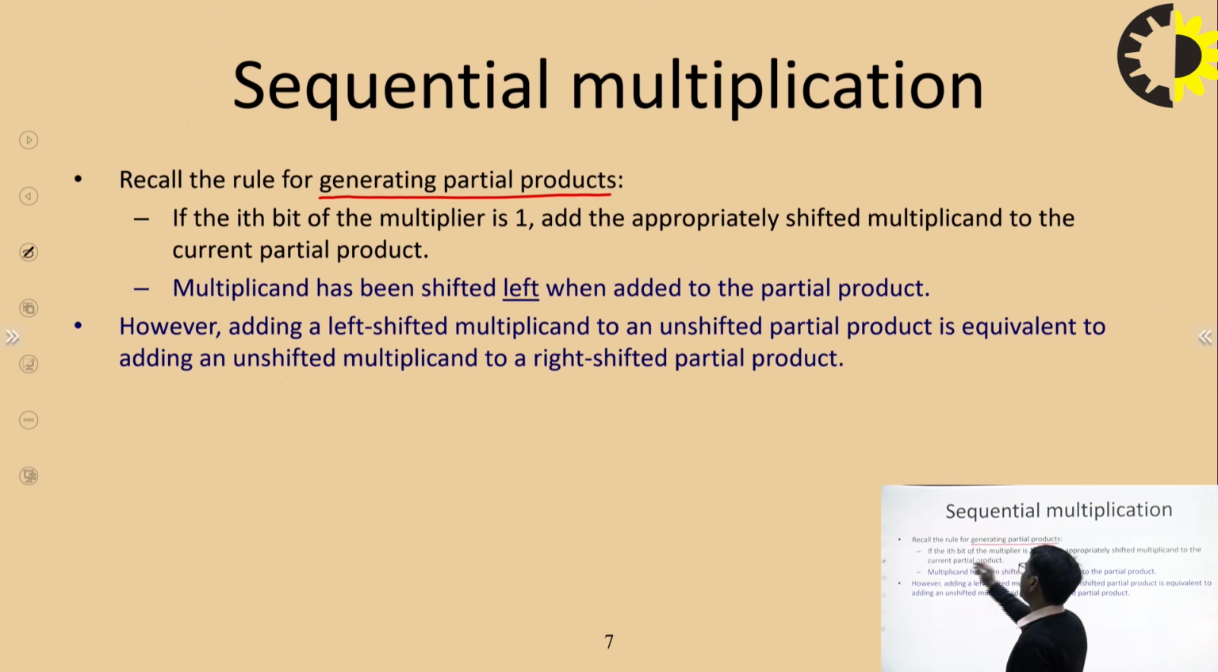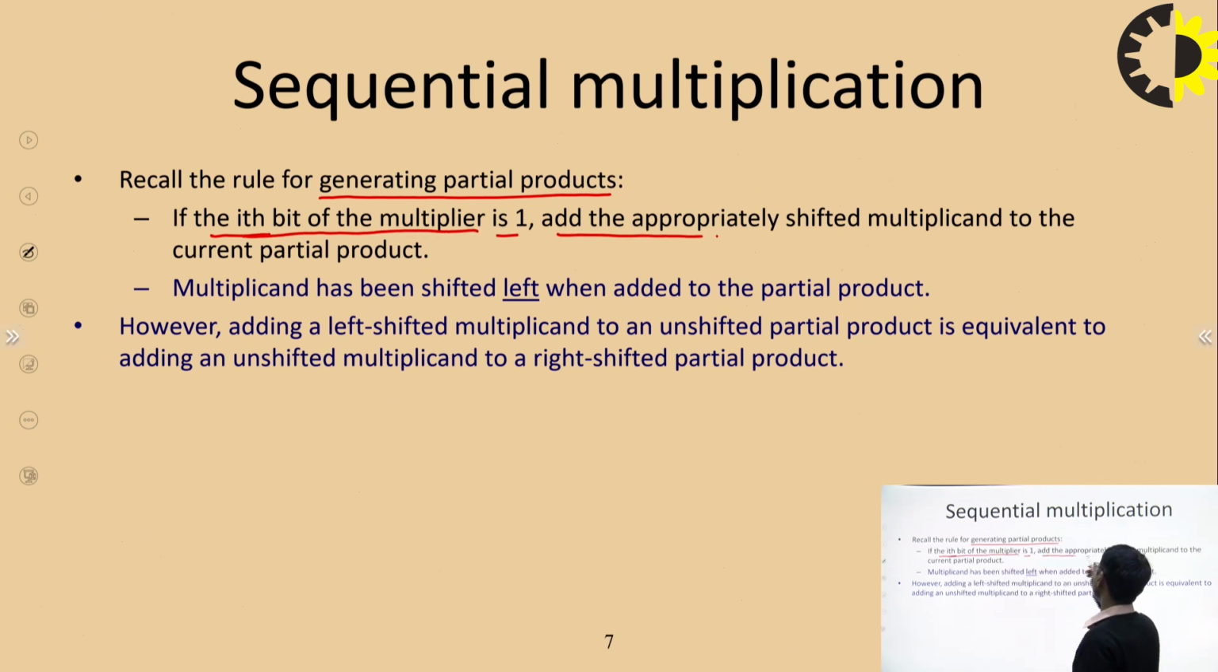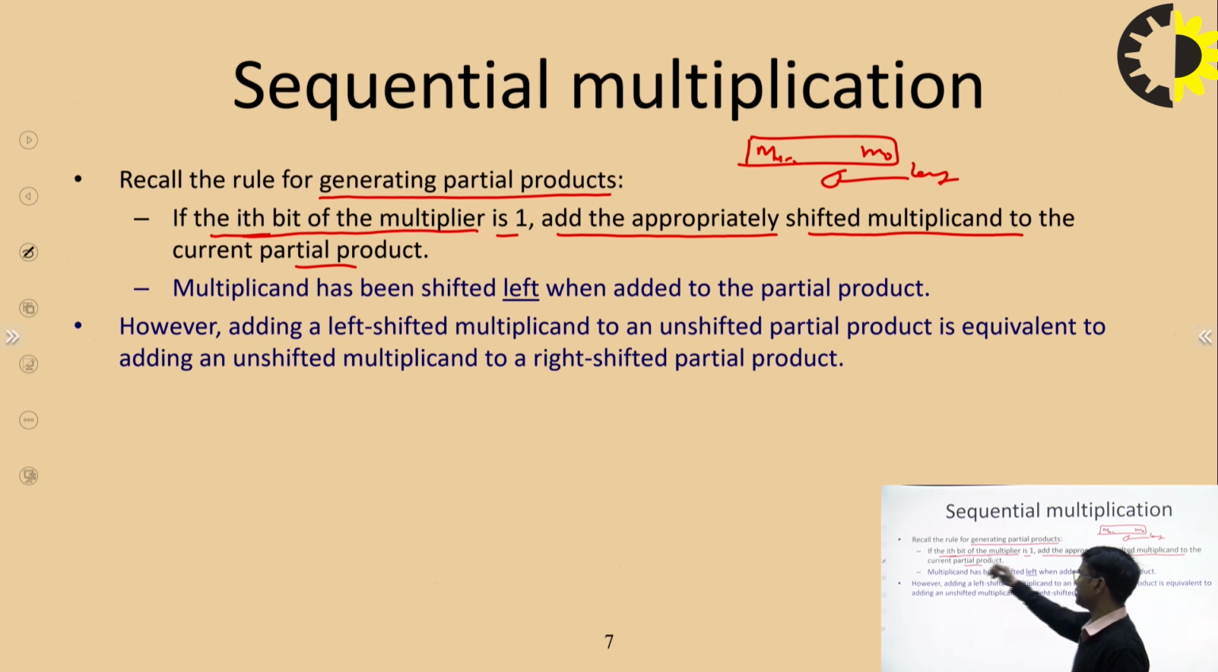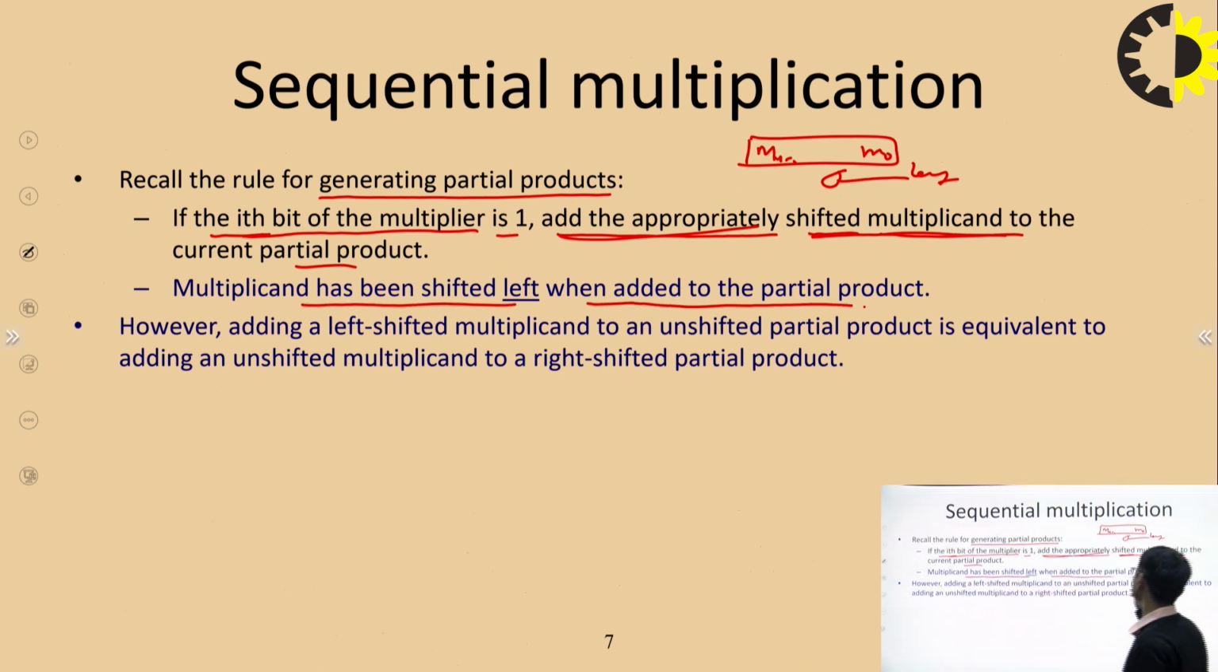Now, by the rule we are doing the multiplication, generating a partial product. This is a very important thing: if the ith bit of the multiplier is 1, add the appropriately shifted multiplicand to the current partial product. So, what we have done is shift the multiplicand m0 to mn minus 1 towards the left. We are doing this, fine. So, if the ith bit of the multiplier is 1, we add the appropriately shifted multiplicand to the current partial product, fine. So, the multiplicand has been shifted left when added to the partial product.